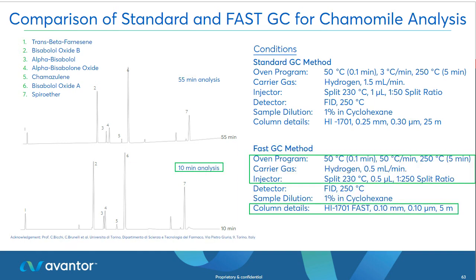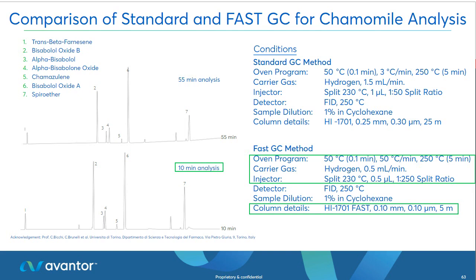And then when you see the reduced run time from 55 minutes to 10 minutes, what was changed? So the oven ramp rate was changed to 50 degrees per minute from 3 degrees. We've got a lower carrier gas flow at 0.5 mL/min. We've got decreased sample injection of 0.5 microliter, higher split ratio at 250, and then you can see the dimensions are massively reduced for the column that was used.